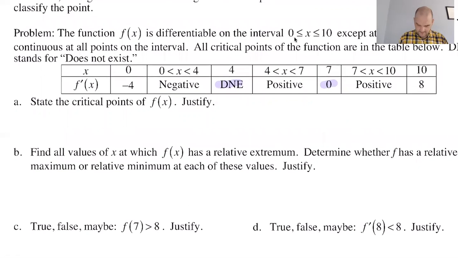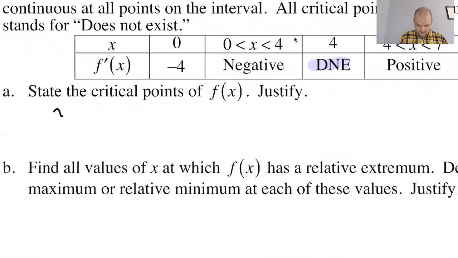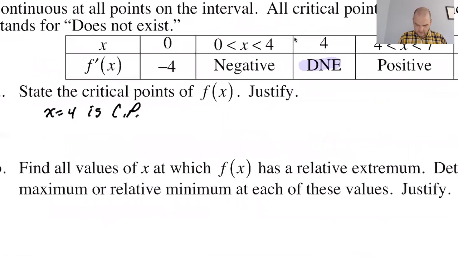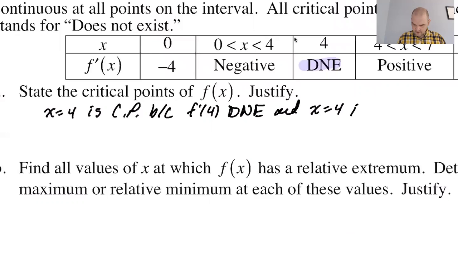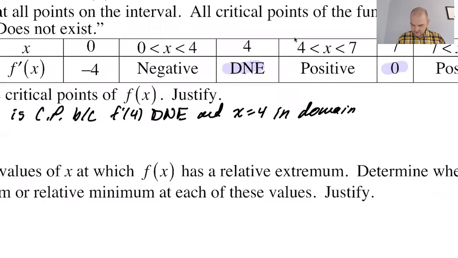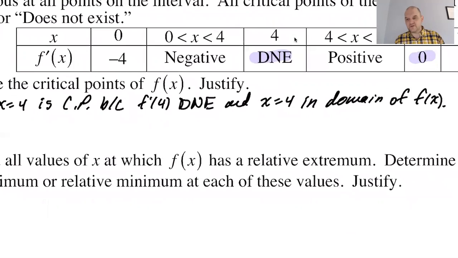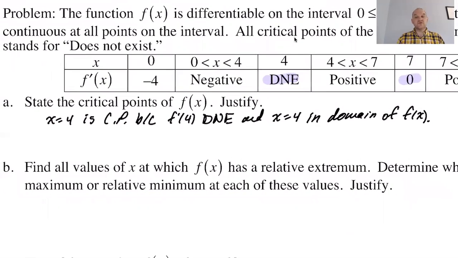So I'm going to say x equals 4 is a critical point, because f prime of 4 does not exist. And x equals 4 is in the domain of f of x. So do I really need to say that? I don't know. I always worry that I'm under-explaining and then I end up over-explaining. Don't use too many words, but make sure your explanations are locked down. Nobody could complain about this.